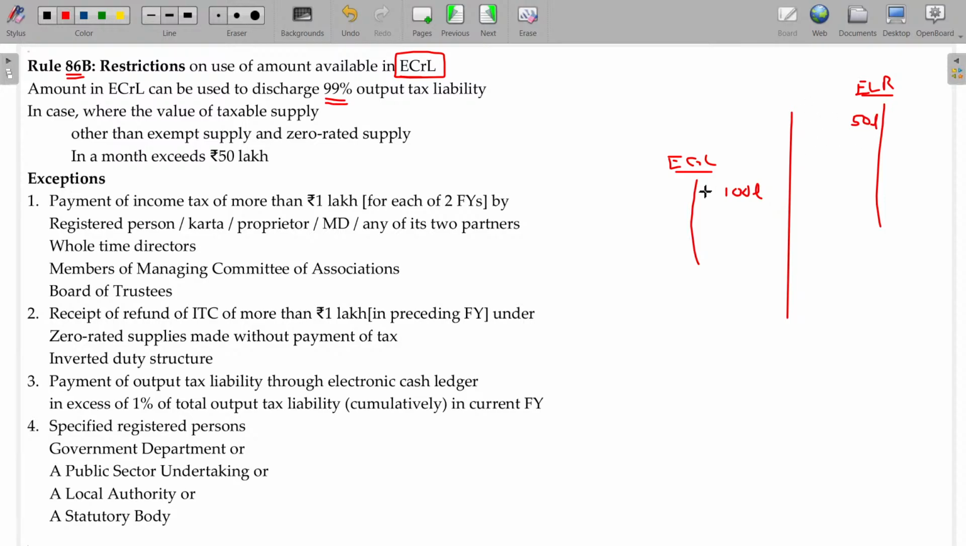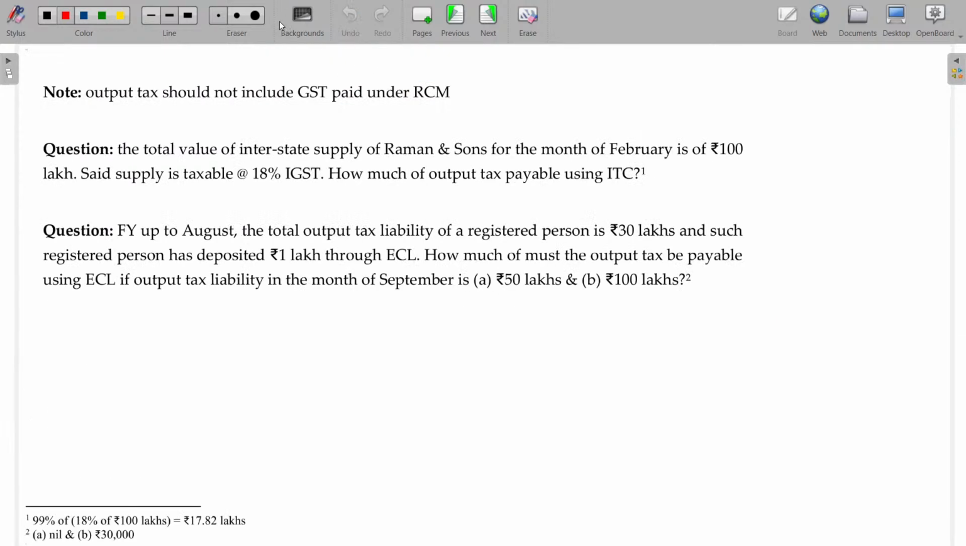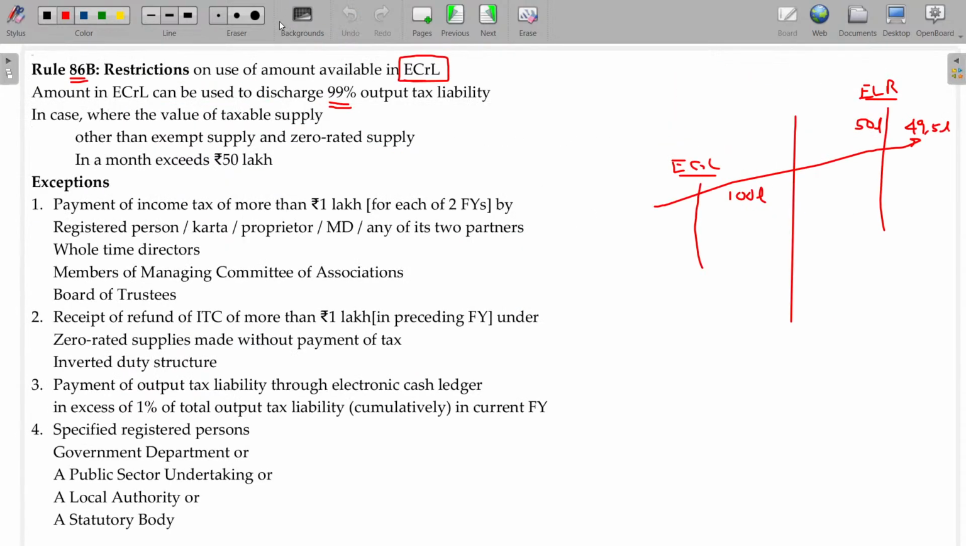Okay, this is the output tax, this is the input tax. Surprisingly, your input tax is higher than the output tax. In this case, only 99%. How much is that? 99.49.5 lakhs can be payable from electronic credit ledger. Balance 1%, no other way, you have to pay using your electronic cash ledger.